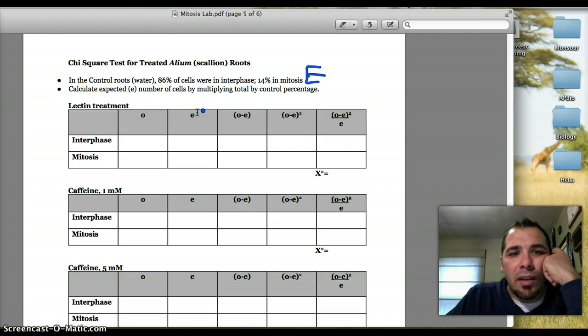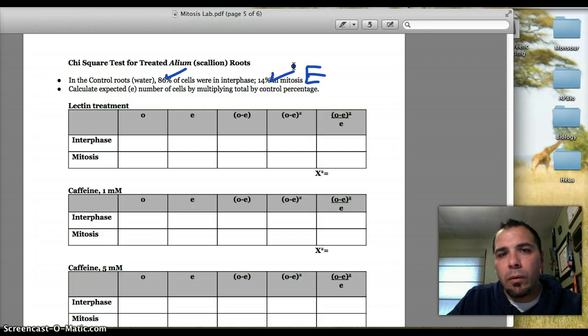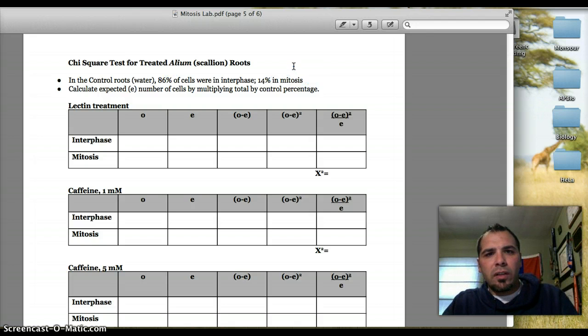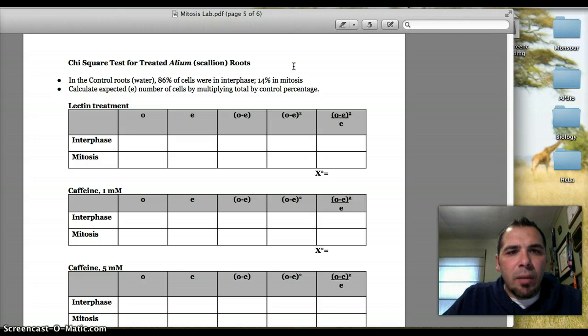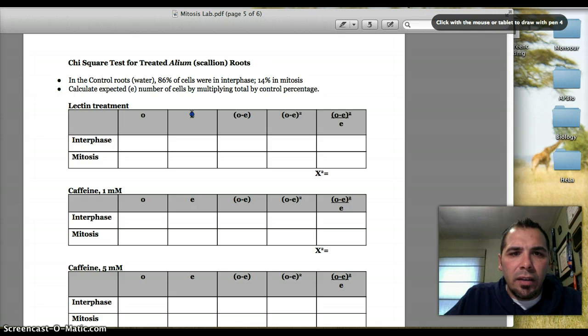Sorry about that, E. As you're going through doing your different chi-squares, 86% of the cells should have been in interphase and 14% in mitosis, barring any extenuating circumstances and confounding variables and other good stuff. Calculate the expected numbers of cells by multiplying the total. So you're going to calculate these based on the 86 and the 14%.